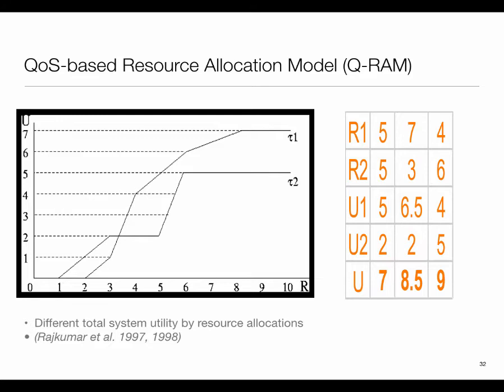How much reward it is getting if it got 7 units of resource, and so on and so forth. And likewise, this is for application 2, and you add them up, and this is the total satisfaction that the system overall has.